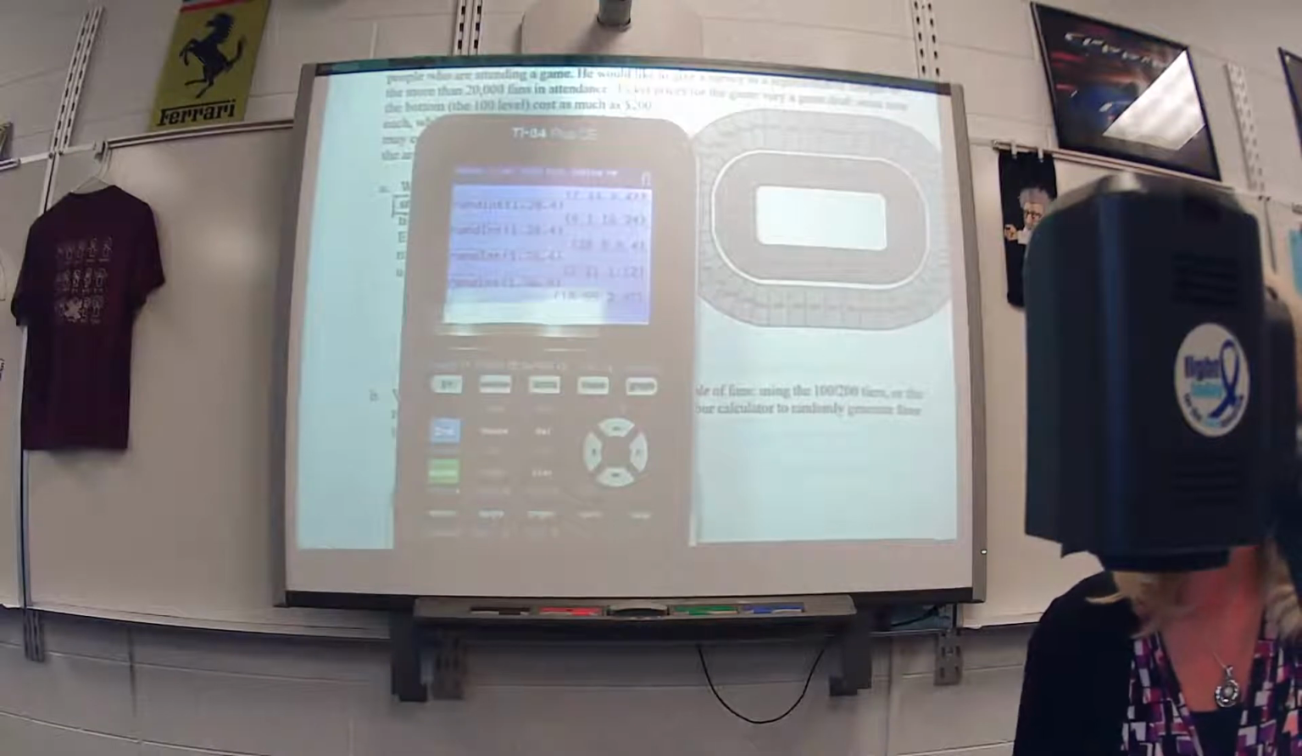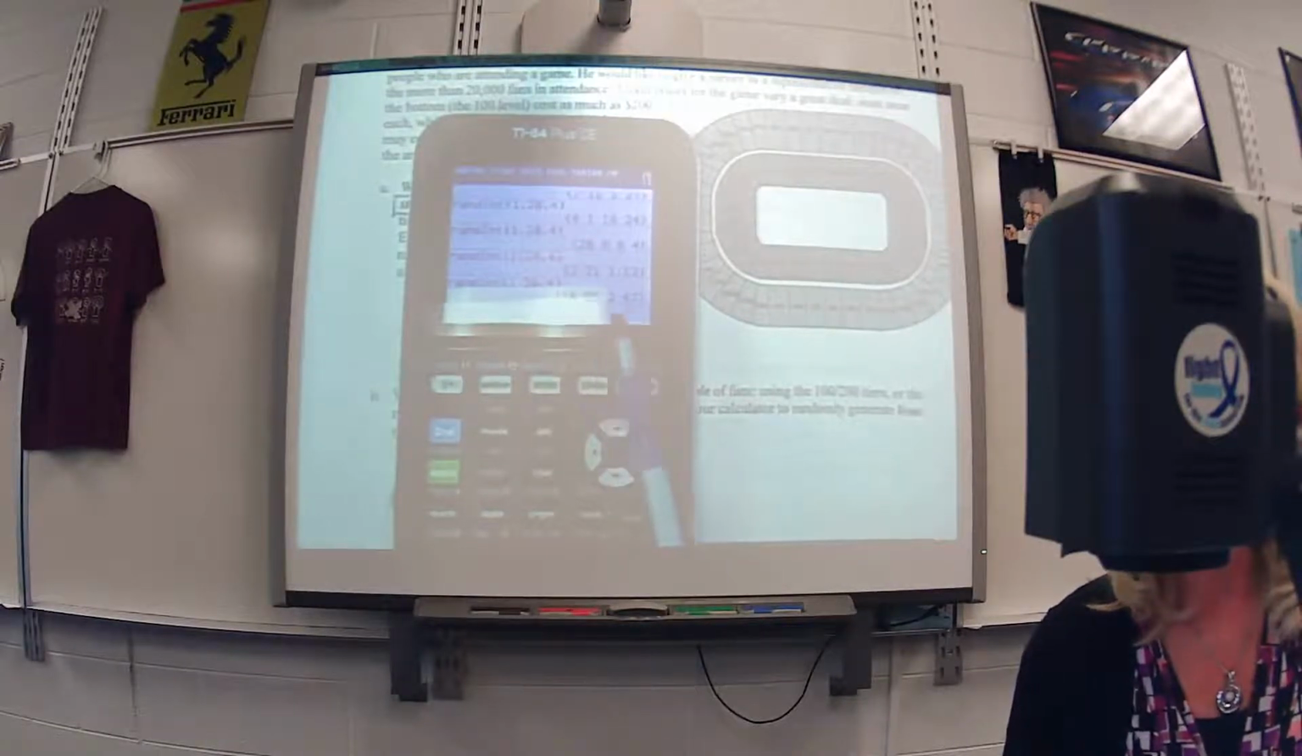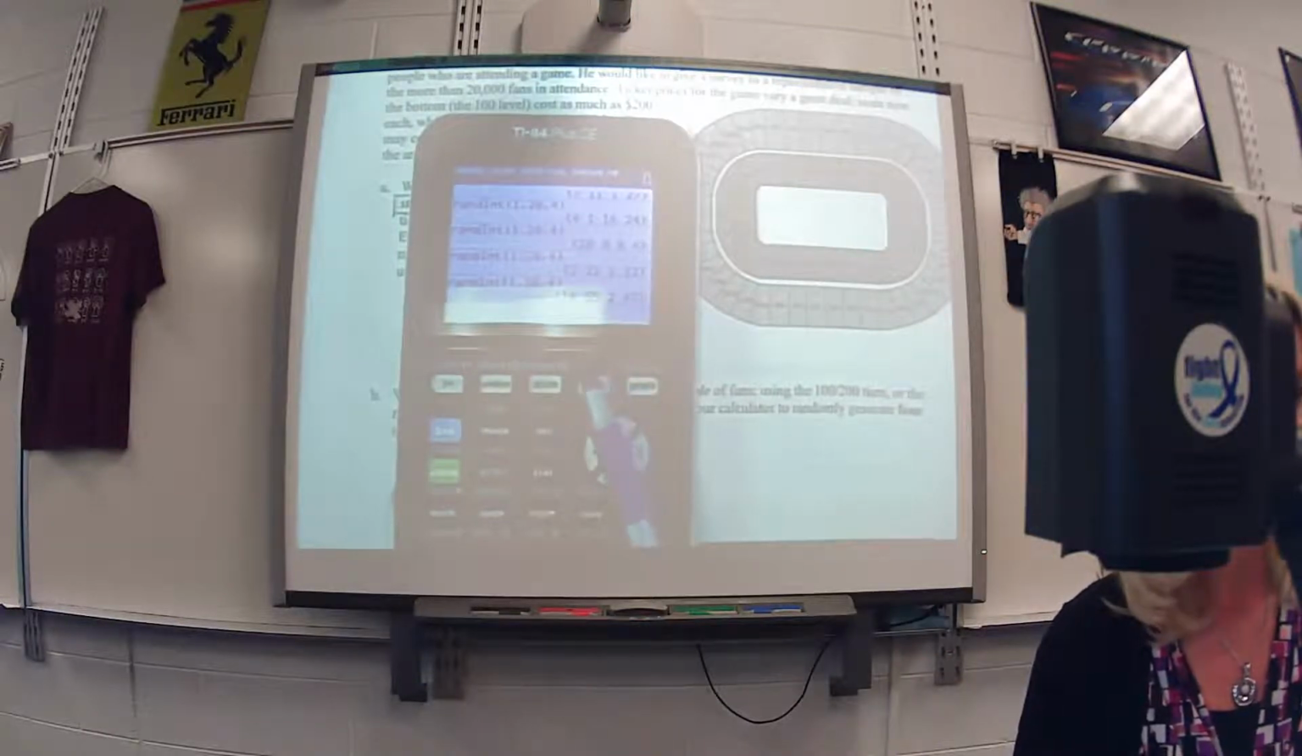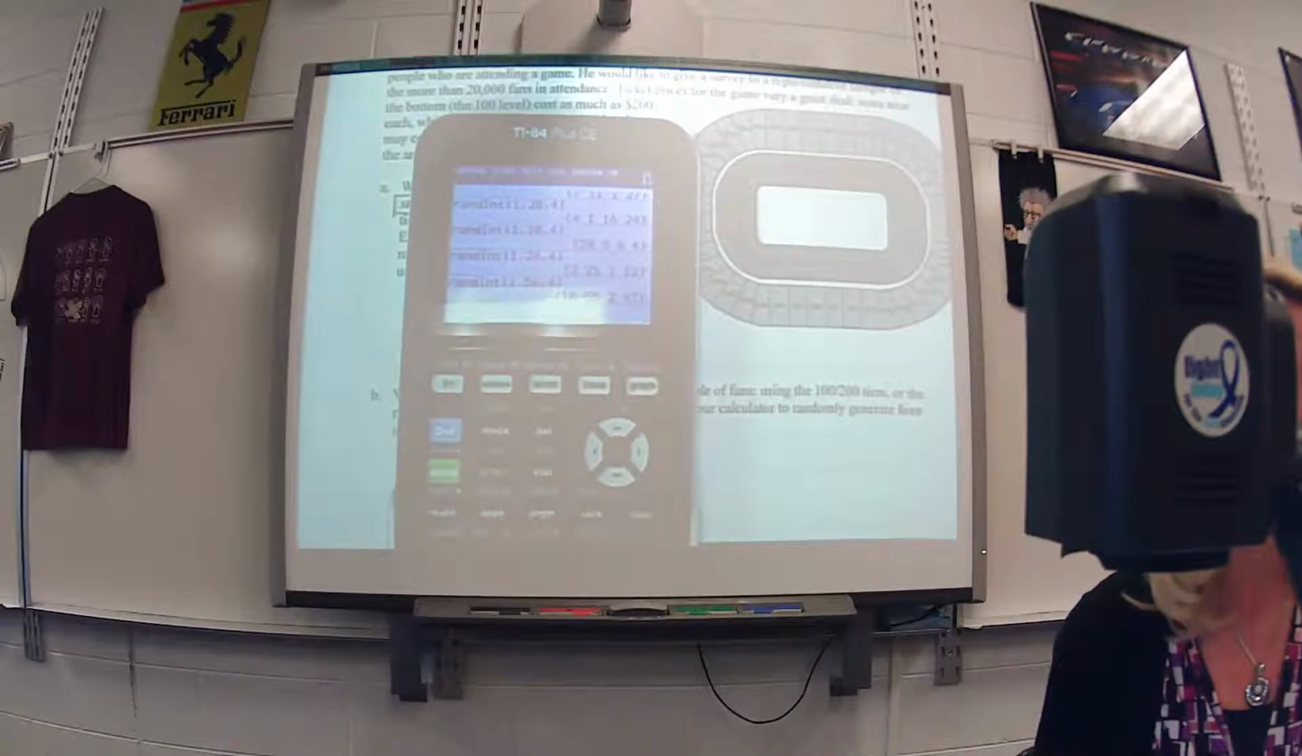So now as it turns out, I have 2 lower bowls and 2 upper bowls. Why would that be a good way to go about this? 2 lower bowls and 2 upper bowls.